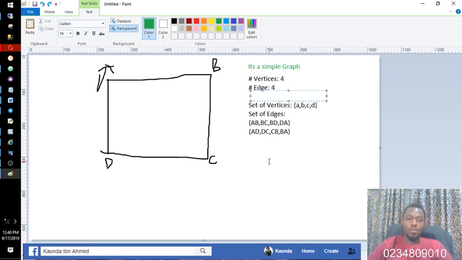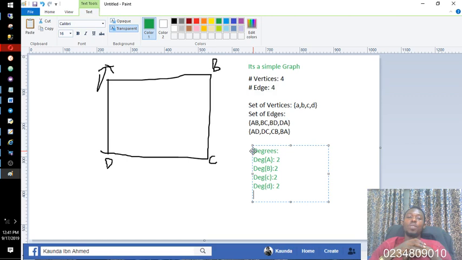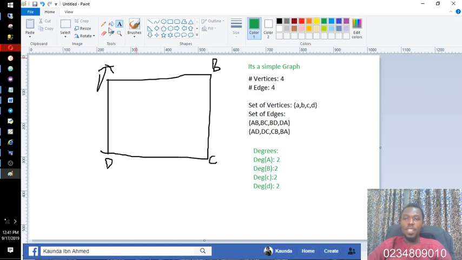I think it won't fit here, so I'll write degrees. Let's say degree A is 2. That is, the number of lines that come to A is 2. Degree B is also 2. Degree C is 2. Degree D is also 2. So these are the properties of the graph that we have to state. Now let's modify it a bit. Assuming there is a line connecting this to this, that changes the properties a bit.